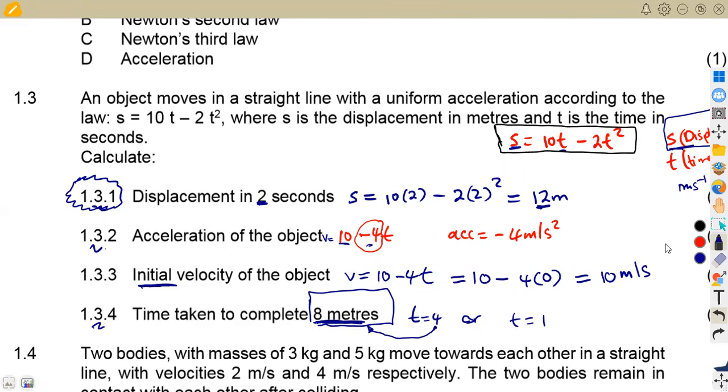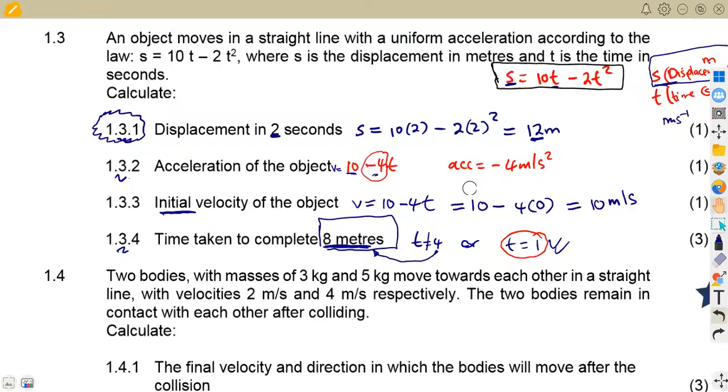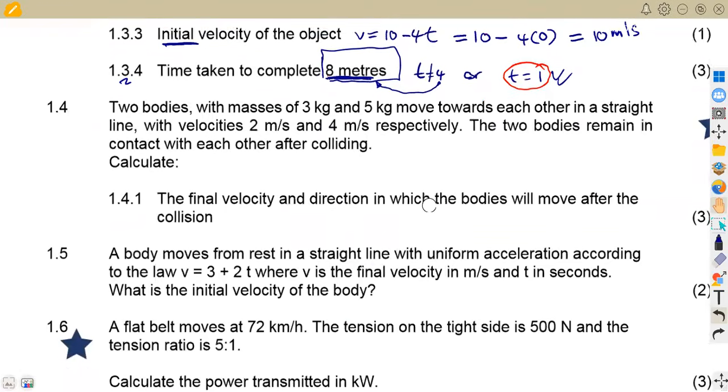So the only displacement that can correspond is when t is equal to 1. It can correspond with 8 meters because it's below 12. So therefore, our t in this case cannot be equal to 4, but it can be equal to 1. So the value of t was 1. That is the answer that you are supposed to obtain in this case. All right, so that was question 1.34.